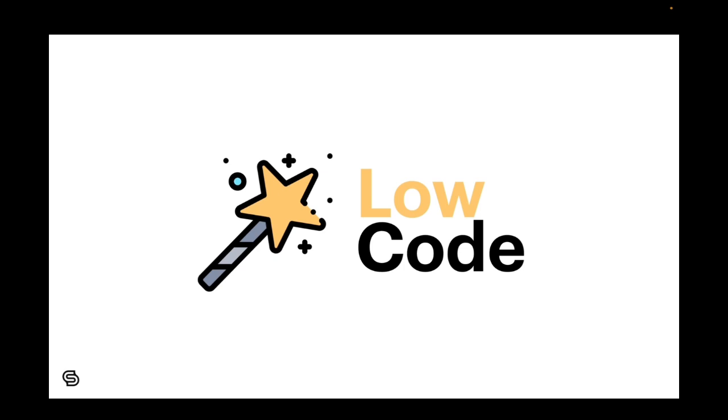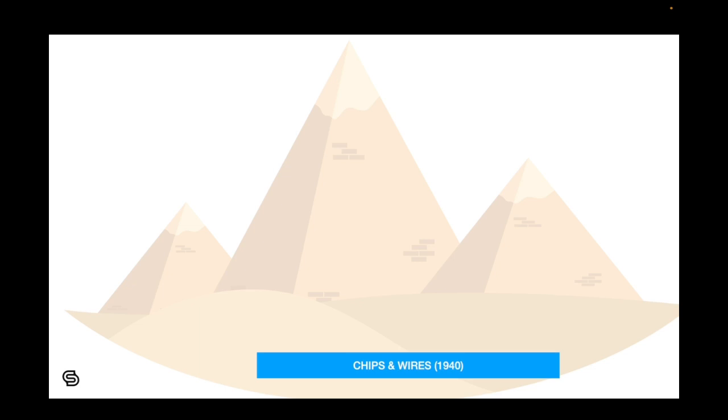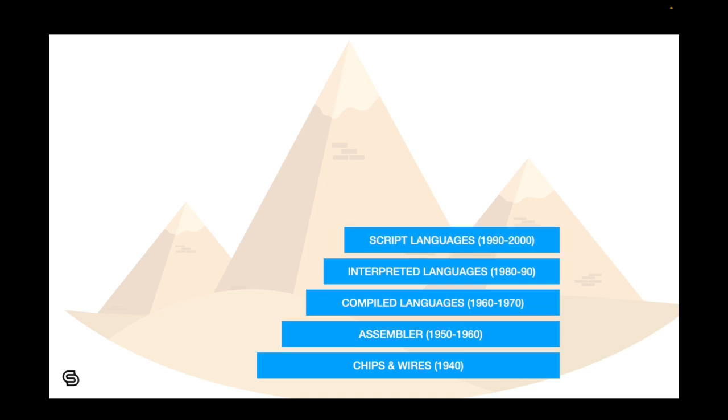Here comes the low-code! And it all began a long time ago, in the 1940s, with chips and wires, which then evolved to assembler instructions. These were replaced by compiled languages, followed by interpreted languages like Java. Then came script languages executed in browsers, boosted by frameworks like Laravel or React.